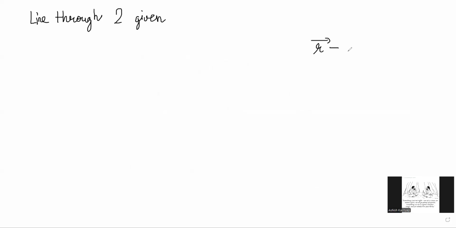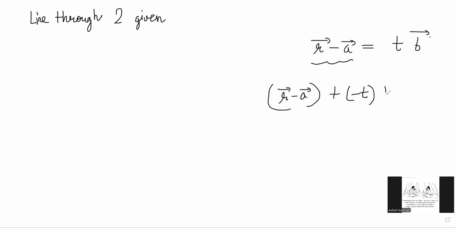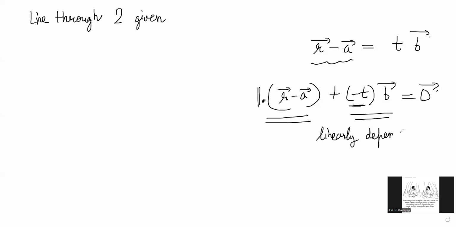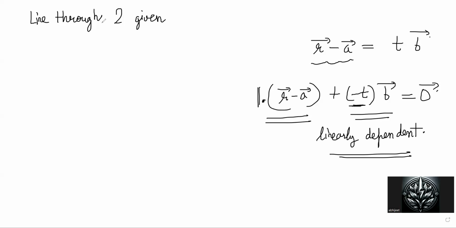Vector equation of a line. It's the same thing. R minus A and minus T into B is 0, right? So here these are dependent vectors; one times this, and minus T here. Minus T is obviously not going to be 0, right? So you can say they are linearly dependent also. Anytime you have parallel vectors, they will always be linearly dependent, right? Okay, so line through 2 given points.